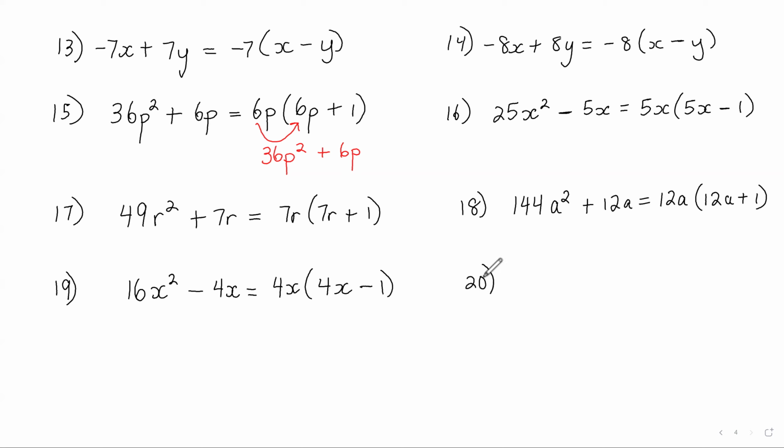And now, Josh, back to you. What about 81x squared plus 9x? The highest one would be 9x, and then you have to multiply it by 9x plus 1. Perfect. Good, good, good. So far, so good.